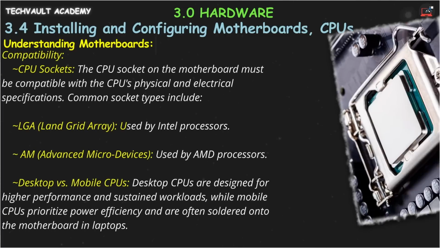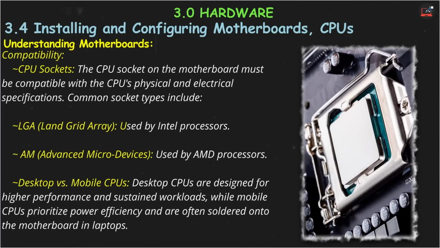Compatibility, CPU sockets. The CPU socket on the motherboard must be compatible with the CPU's physical and electrical specifications. Common socket types include LGA, land grid array, used by Intel processors, and AM, advanced micro devices, used by AMD processors. Desktop versus mobile CPUs: desktop CPUs are designed for higher performance and sustained workloads, while mobile CPUs prioritize power efficiency and are often soldered onto the motherboard in laptops.